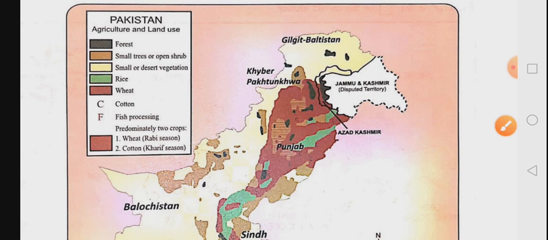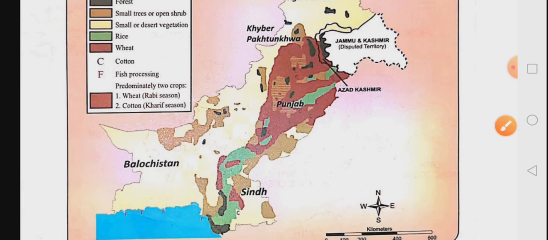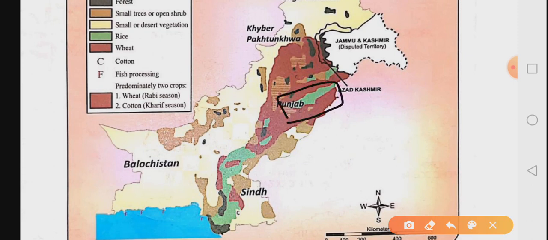The green color stands for rice. If you look at it carefully, you will find out in which areas of Pakistan rice is grown. In some areas of Punjab, and then most of the rice is grown in Sindh.